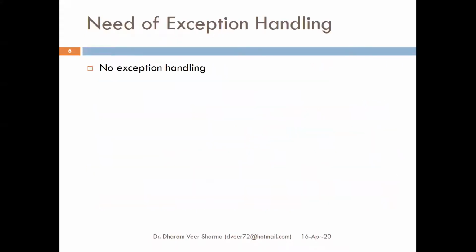Okay, why do we need it? If there is no exception handling, then what will happen? Suppose an array is going out of bounds, or a file doesn't exist and you are still trying to read it, or there is division by zero. If you are not handling any of those exceptions, then unchecked errors will cause the program to abort abnormally.